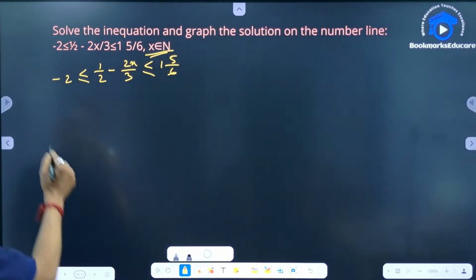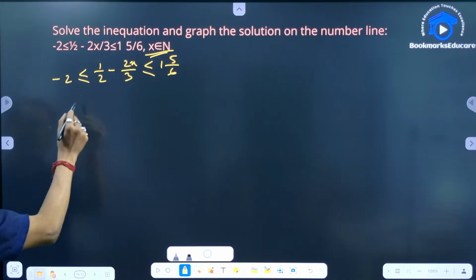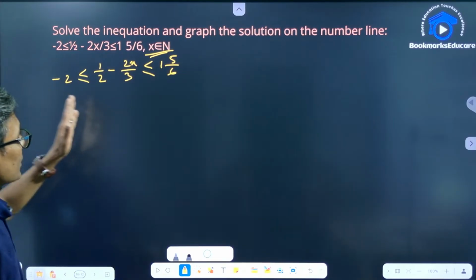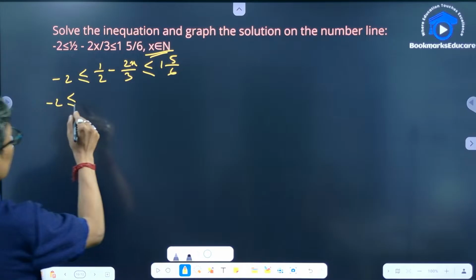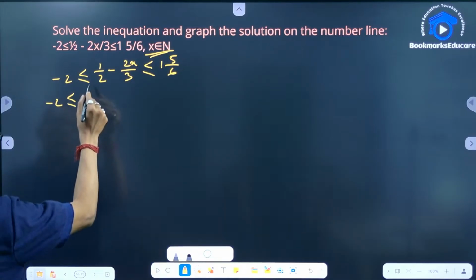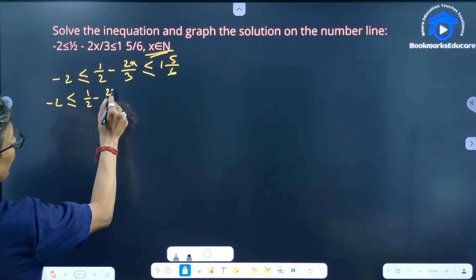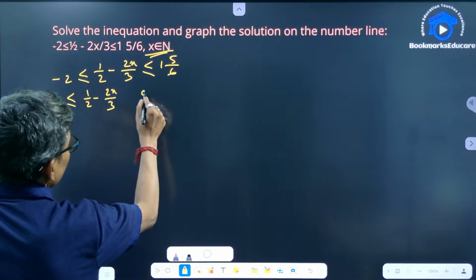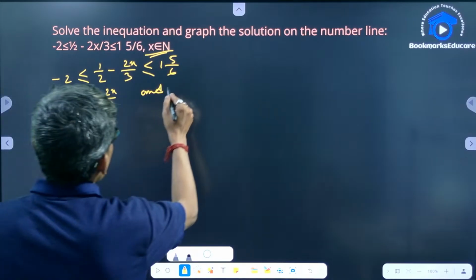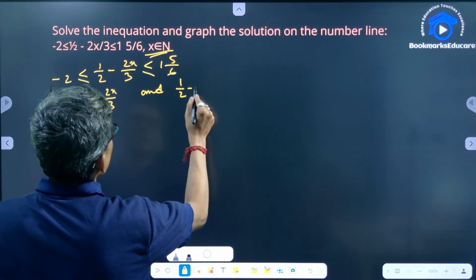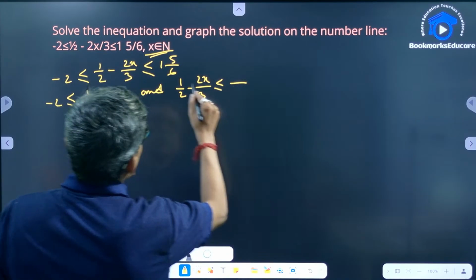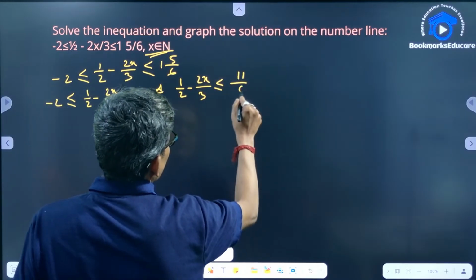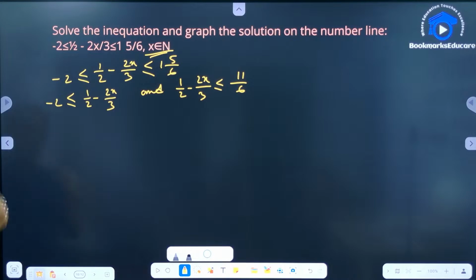Okay, so first of all we have to divide these inequations into two parts. One part is minus 2 less than equal to half minus 2x by 3, and the other is half minus 2x by 3 less than equal to 11 by 6. Now we have to solve.